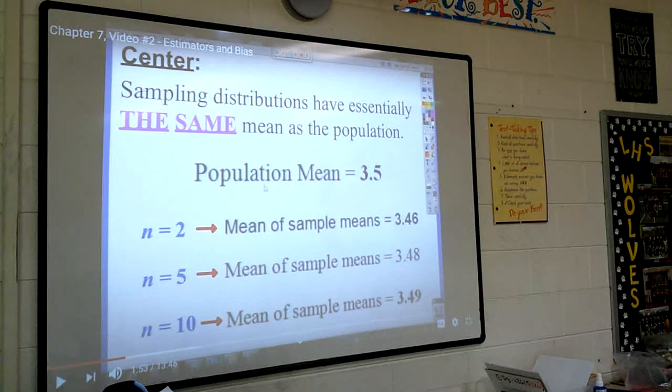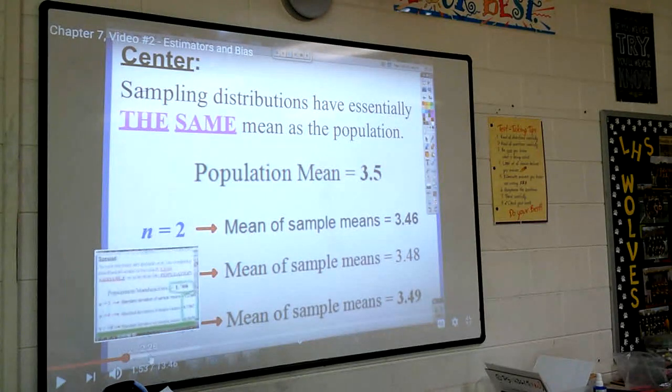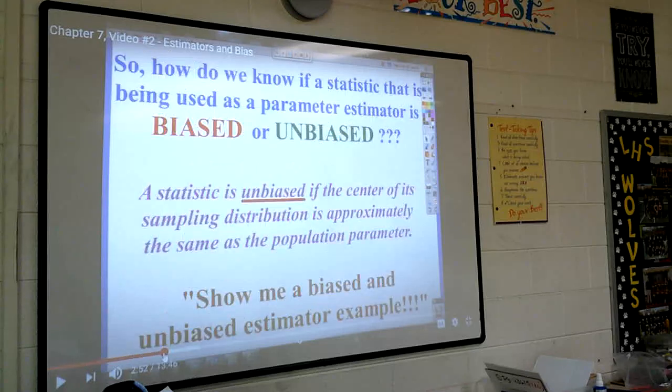Okay, so in this problem, they talked about height. So how do you know specifically if a statistic is unbiased or not? The way that you're going to know on here is if the center is approximately the same as the population. So if a statistic is being used as a parameter estimate, it is unbiased if the center is approximately the same as the population. And I'm going to show you a couple examples here.